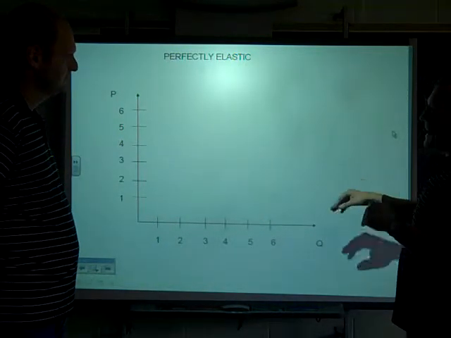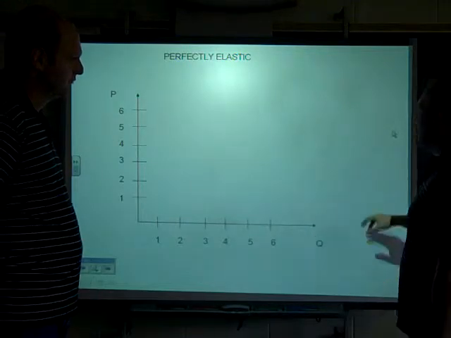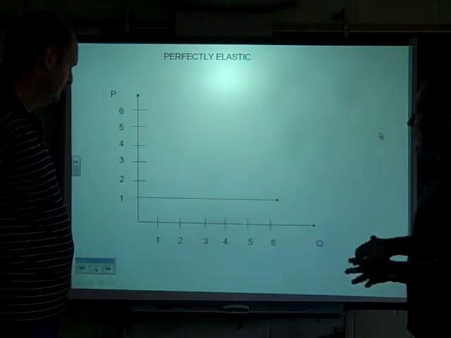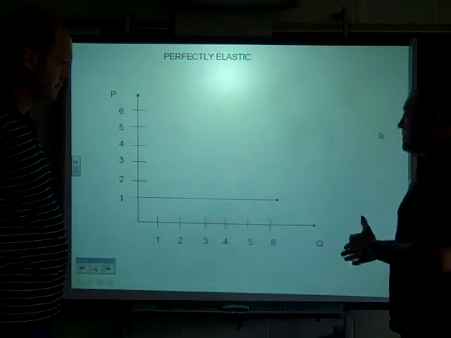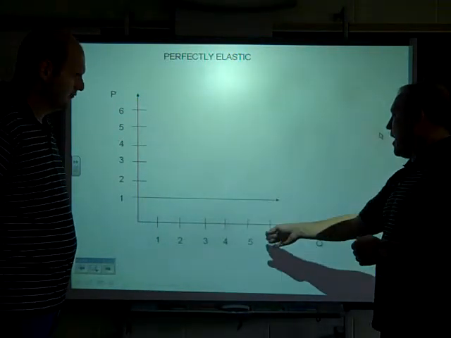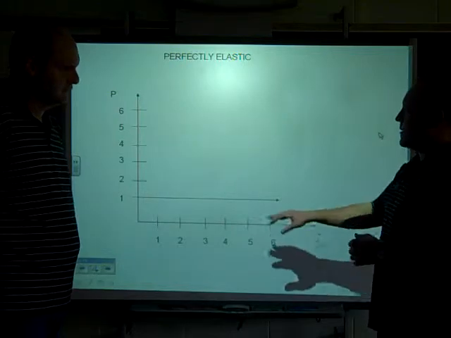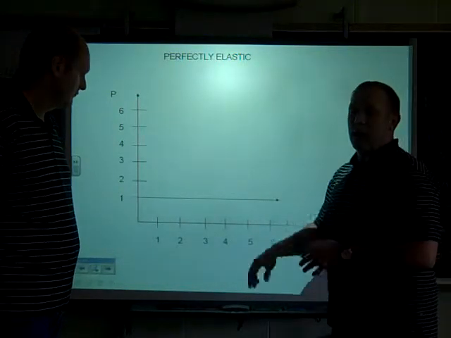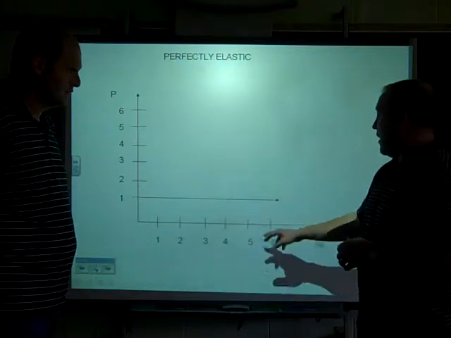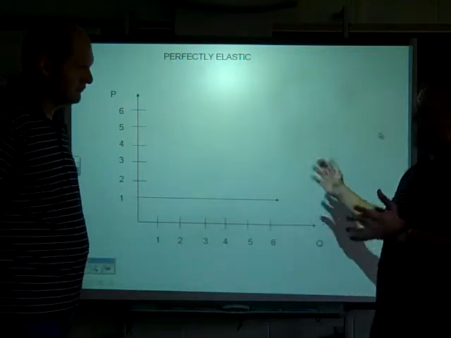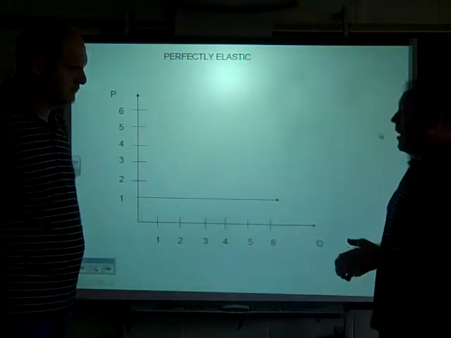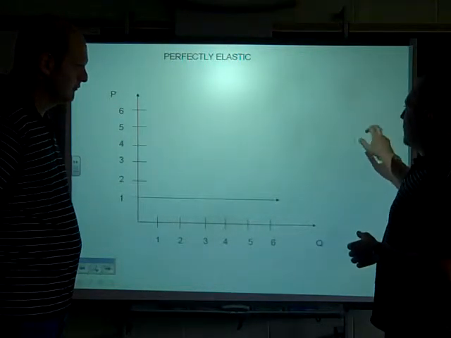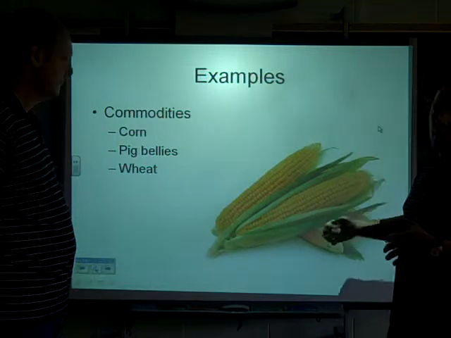So just to take this idea to its greatest extreme, if we looked at a demand curve that was perfectly elastic, basically what this means is that regardless of how many we demand, the price is always going to stay $1. So if as a market we want to buy 1 of these, it's going to be $1. If we want to buy 5 of these, it's going to be $1.